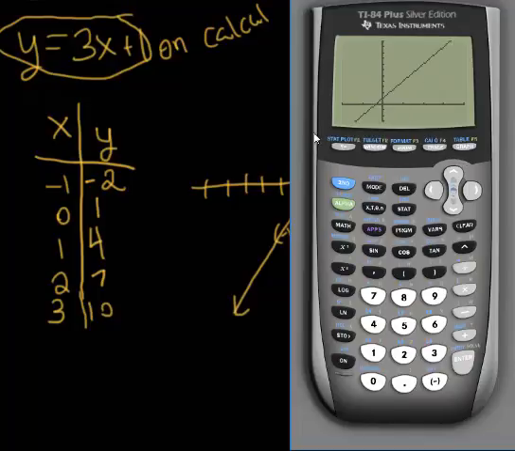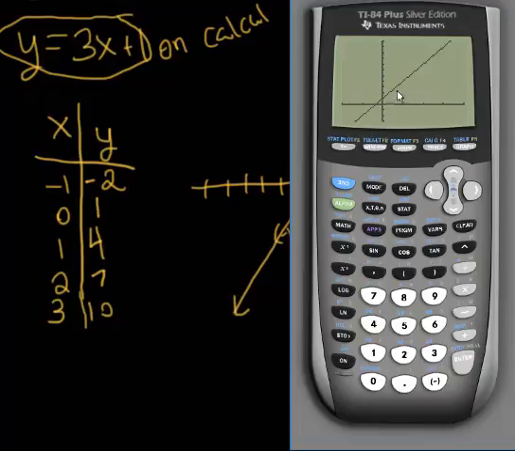And look, it drew a straight line. How nice is that? This beautiful straight line. And as you can see, if we look at these tick marks, we have -2, -1, 0, 1, 2, 3, and 4. And same thing for the y.